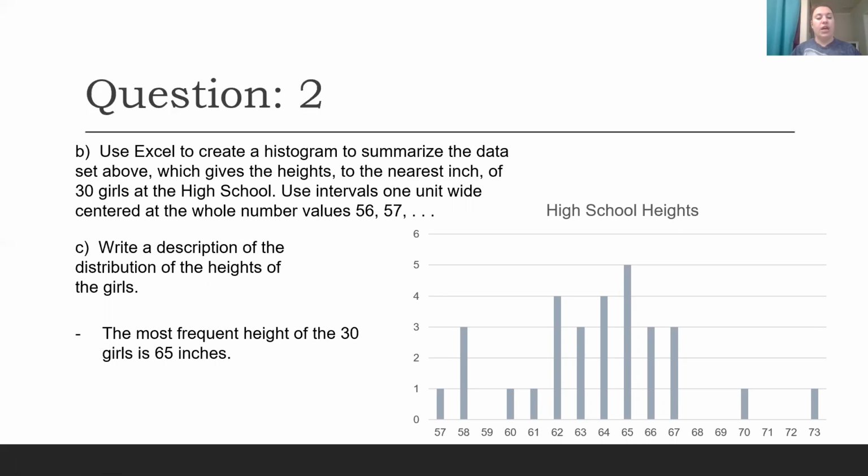Okay, so write a description of the distribution of the heights of the girls. The distribution of the heights is pretty much what's common, what do you see out of these heights, what's your description? So pretty much the most frequent height of the 30 girls is 65 inches. That's your point of view on what you see from the histogram here. So when it says write a description of the distribution of the heights of the girls, it's asking you to describe something you see from the graph here.